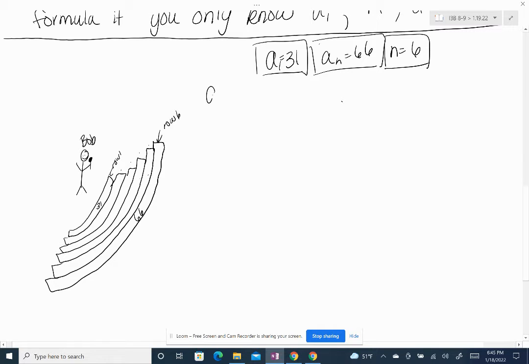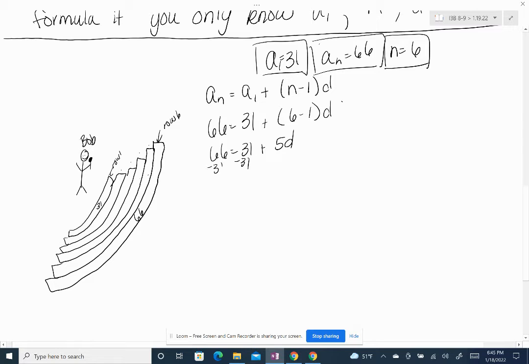Okay, so I will use the same method that we did for arithmetic mean. We use our formula. a of n equals a of 1 plus n minus 1 times d. So I'm going to go ahead and replace with what I know. So 66, 31, 6, and we're looking for d. So I'm going to go ahead and do the easiest part. 6 minus 1 is going to be 5. Subtract 31. That's going to give you 35. So your d is 7. So that means for every row, you're going to be adding 7.